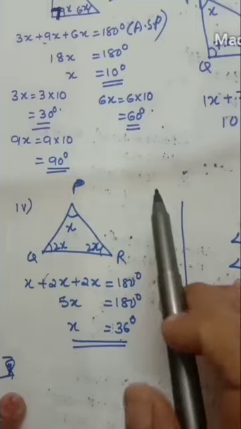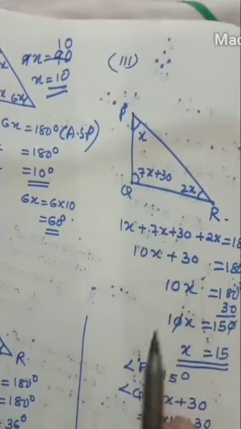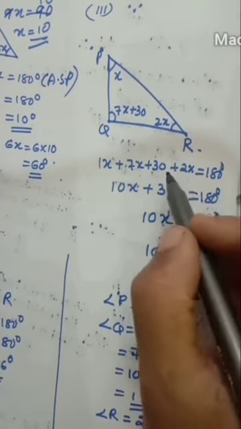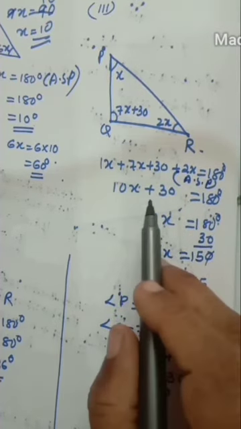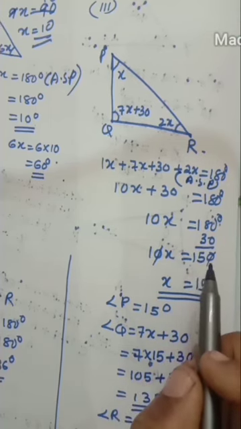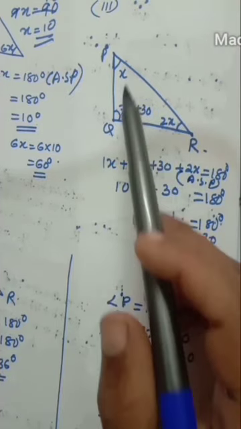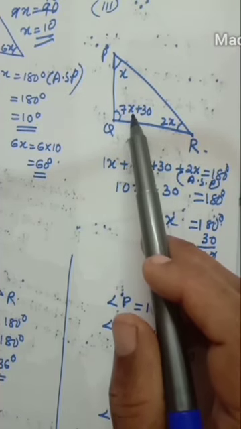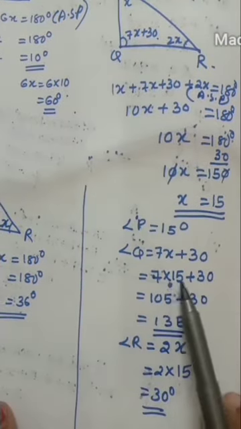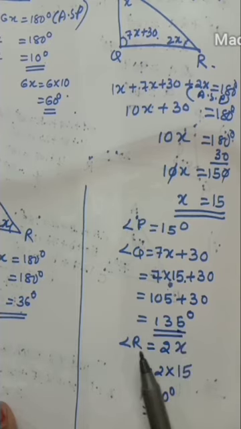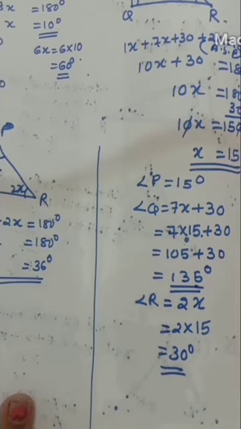Next, third part. See, add it, and equal to 180 degrees, you have to write the angle sum property. 10x equal to 180 minus 30, 150 degrees. Cut it, x equal to 15 degrees. After that you have to put the x value. 7 into x equal to 15. 7x into 15 plus 30, 2 into 15. See, 7 into 15 plus 30, 135 degrees you will get. Angle R equal to 2x. So 2 into 15 equal to 30 degrees.